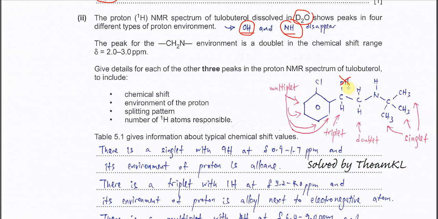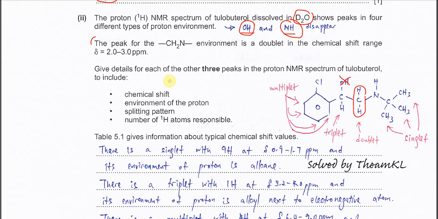proton NMR. Okay, and another piece of information is given. The peak for the CH2N, this one, is a doublet in the chemical shift range 2 to 3 ppm. So this one will couple with this proton to form a doublet, and this doublet is around 2 to 3 ppm. Okay, so this one is already given, no need to discuss.